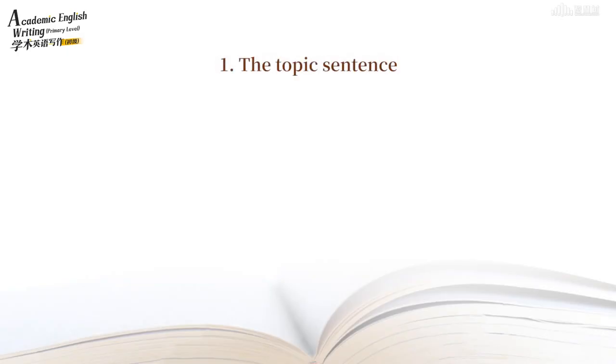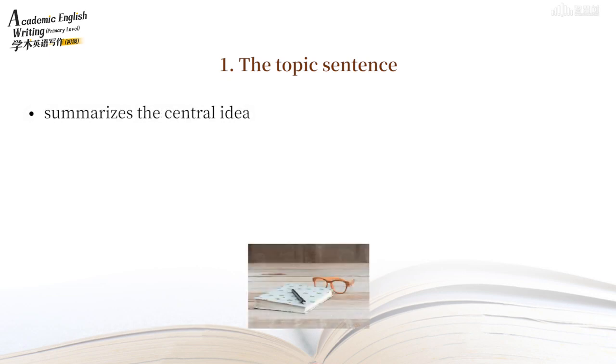Before writing a paragraph, you need to know clearly what the central idea of the paragraph is. This is the most important message that you want to convey to the reader in this paragraph. The topic sentence summarizes this central idea, and it is the most important sentence in a paragraph. The topic sentence not only names the topic of the paragraph, but also limits the topic to one specific idea that can be discussed completely in the space of a single paragraph.